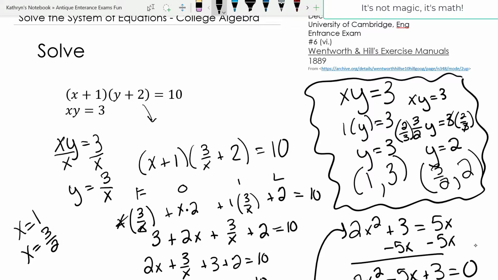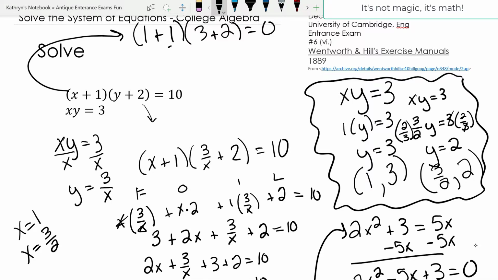And of course, we can check that. We'll do the first one. X is 1, so put 1 in for x. And y is 3, so 3 plus 2. That should equal 10. Well, 2 times 5 is definitely 10, so that works. Let's try the next one. Well, we have a fraction, but that's okay. We'll have 3 halves plus 1 times y, which is 2. 2 plus 2.